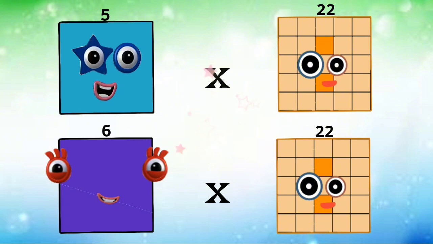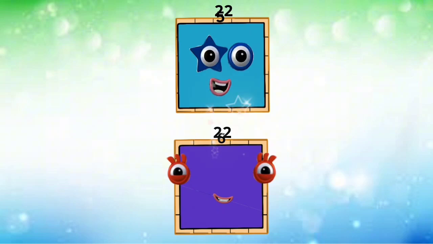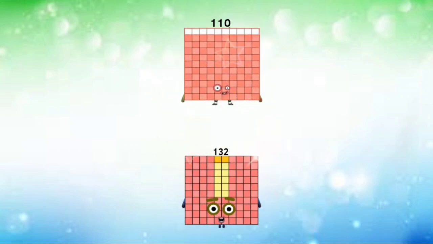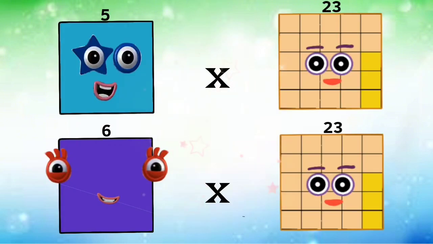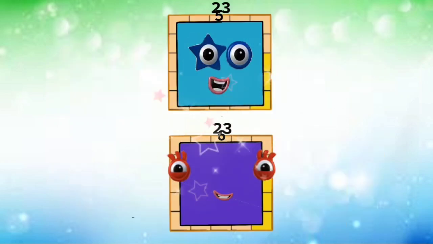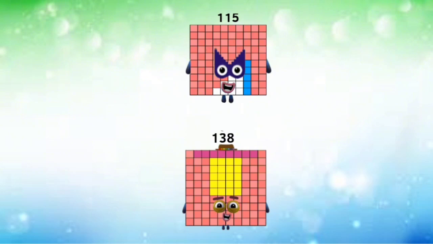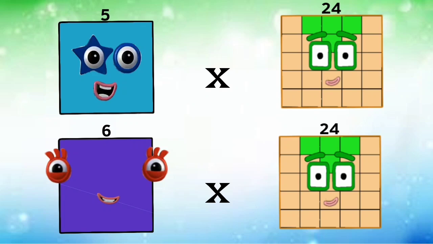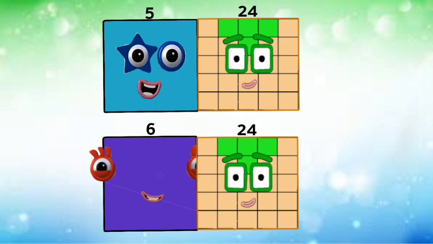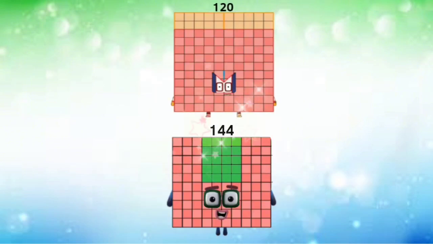5 and 6 times 22 equal 110 and 132. 5 and 6 times 23 equal 115 and 138. 5 and 6 times 24 equal 120 and 144.